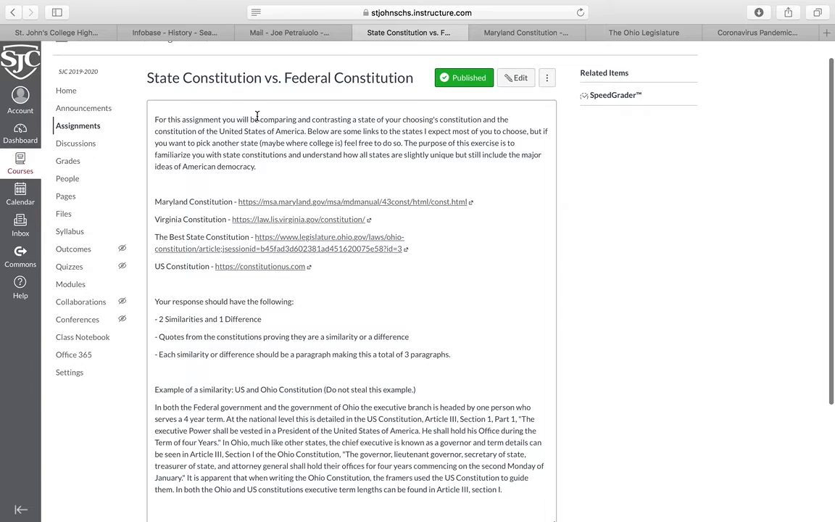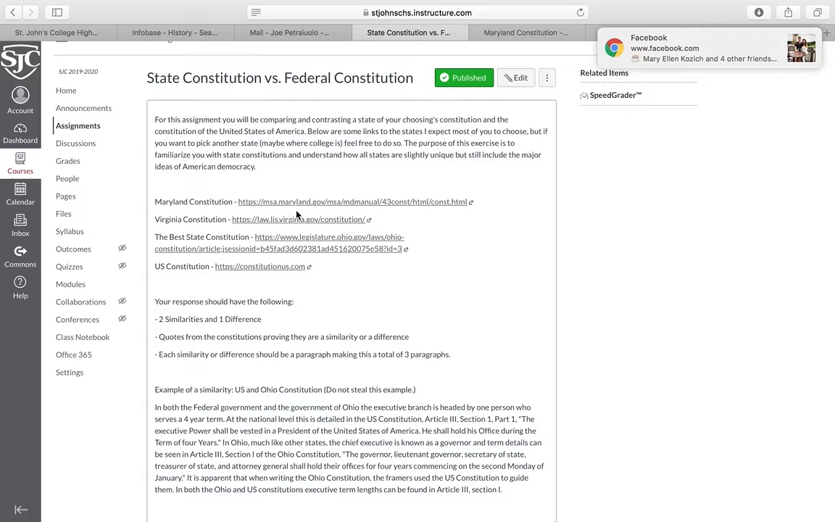This is going to be a 3-paragraph response, and I wrote you a sample paragraph that you can look at to guide you. Basically, much like the United States Constitution, each state also has a constitution. So what that means is that they all detail the way their government is set up as well, just like the U.S. does. What you're going to be doing is finding 2 similarities and 1 difference.